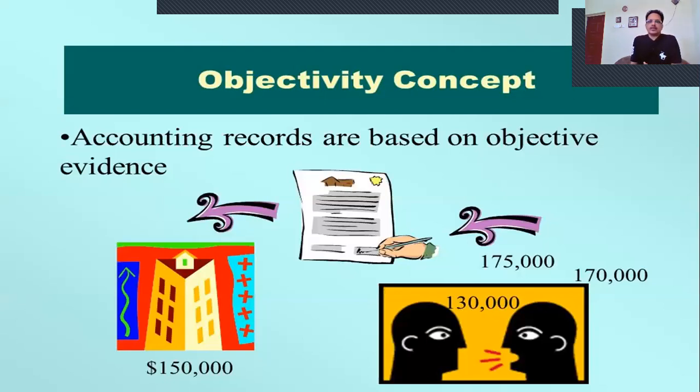Objectivity: accounting records are based on objective evidence. Whenever you start recording a transaction in the journal and the books of account, the transaction should be supported by documentary evidence, and the documentary evidence should be objectively made. Objective means without any prejudice or bias, unbiased, without any influence.